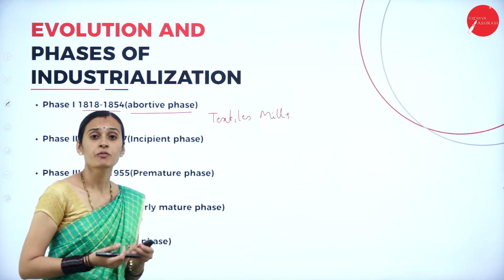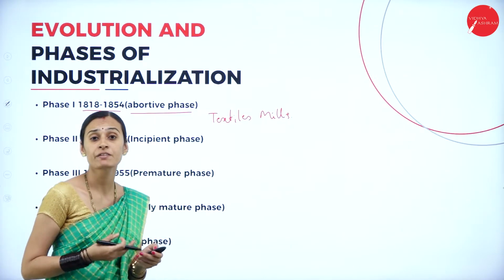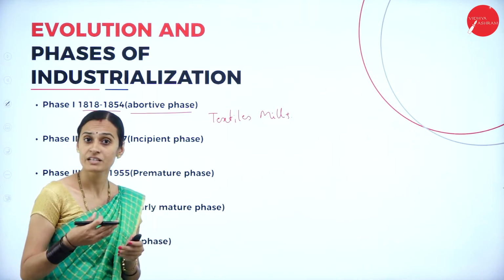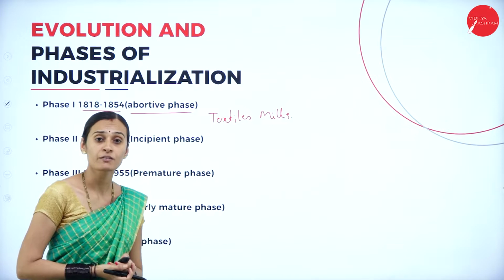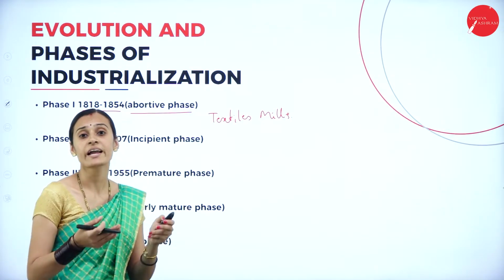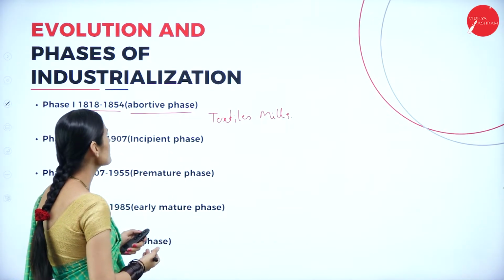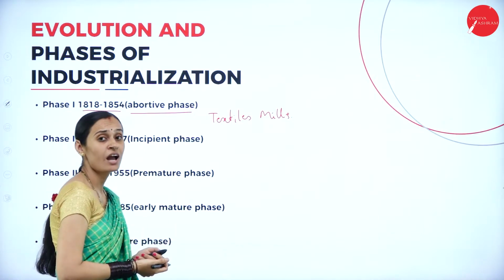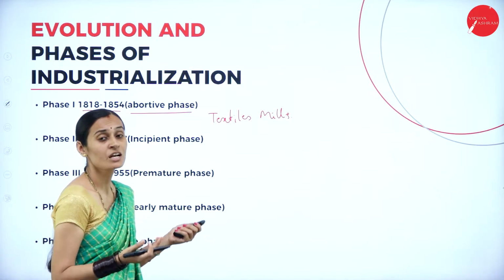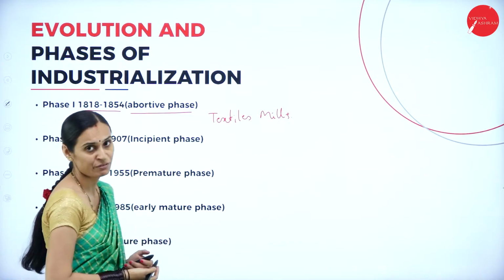Our economy was popular for muslin cloth, silk materials and different handicrafts, but those industries suffered under British rulers. They planned the utilization of our resources and encouraged their own modern industries. So in this first phase, textile mills and other paper and pulp industries were established, but there was no more development in this period. That is called the abortive phase.